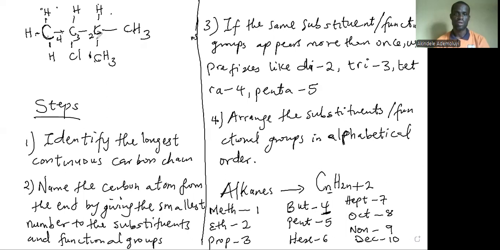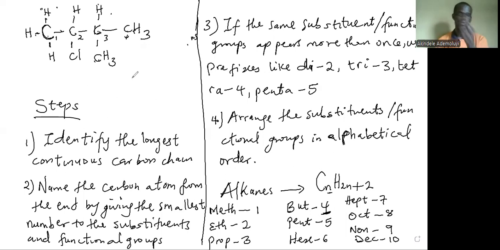If we count from here, 1, 2, 3, this gives us 3. 3 is not as long as 4, so this one will not work. Let's cancel this. If you count straight, we are still going to have 4: 1, 2, 3, 4. So the longest chain here is 4. That one is settled. That means the parent name of this organic compound is but, which is 4. So this is a butane.